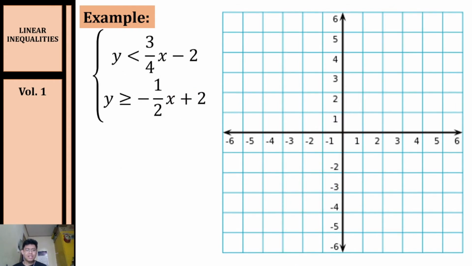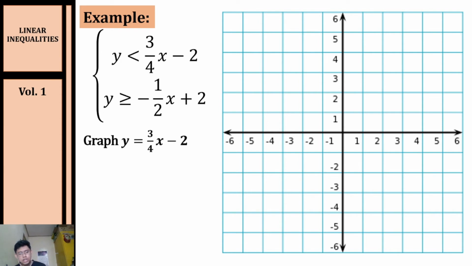Alright, let's have another example. So for example, we're given this system of linear inequalities. For our first inequality, we have y is less than 3/4 of x minus 2. Then for our second inequality, we are given y is greater than or equal to negative 1/2 x plus 2. So first step is for us to graph our first inequality.